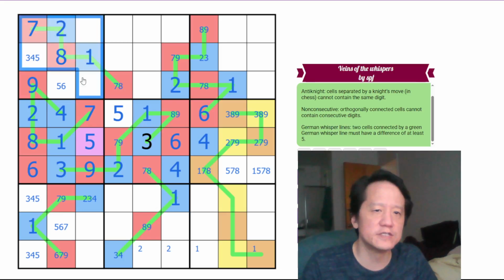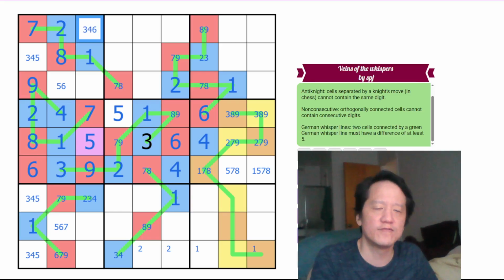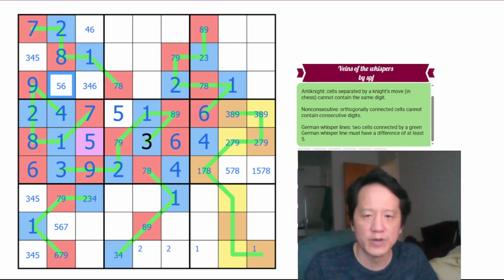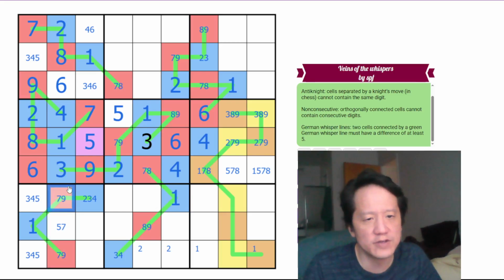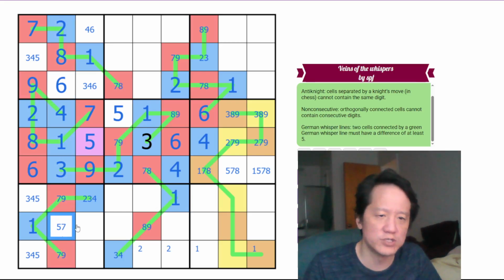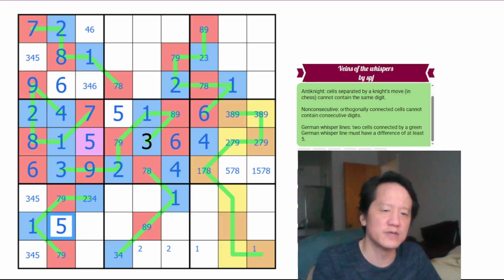The remaining digits in this box are 3, 4, 5, 6, but this can't be 5, and it can't be 3 because that's consecutive with 2. Can't be 5 because of the 5 here. This can't be 5 again. And this 5 eliminates 5 here by anti-knight. So this is 6. These cannot be 6. That leaves us a 7, 9 pair in column 2, which eliminates 7 and 9 in the rest of the box. Therefore, this can't be 7. This is 5.